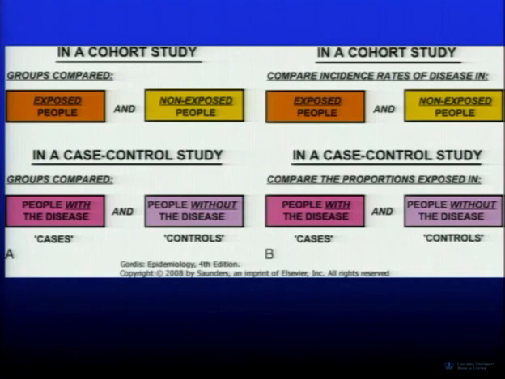So just to compare, in a cohort study, the groups you compare are exposed and non-exposed. In a case control, you're comparing people with the disease, your cases, to people without the disease, your controls. So here we can compare the incidence rates. We can do incidence rates in a cohort study, incidence in exposed and non-exposed. And in a case control study, we're really looking at the proportion that were exposed if we're calling them a case, or the proportion exposed if we're calling them a control.